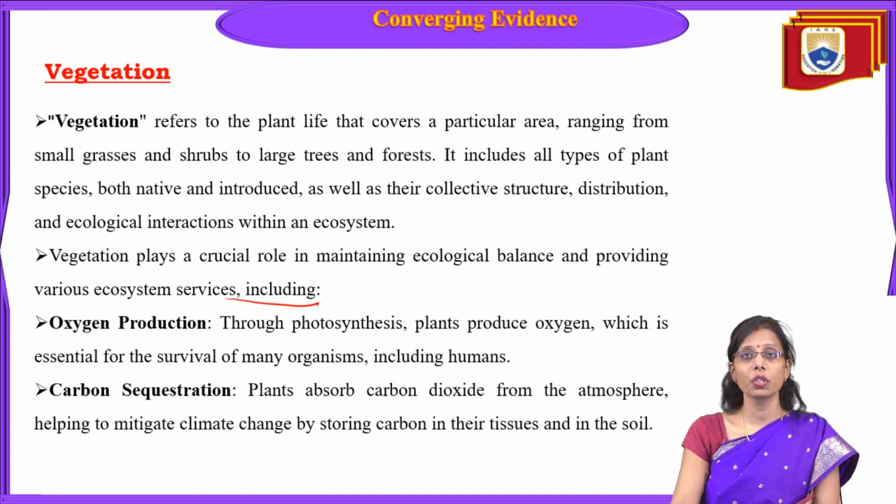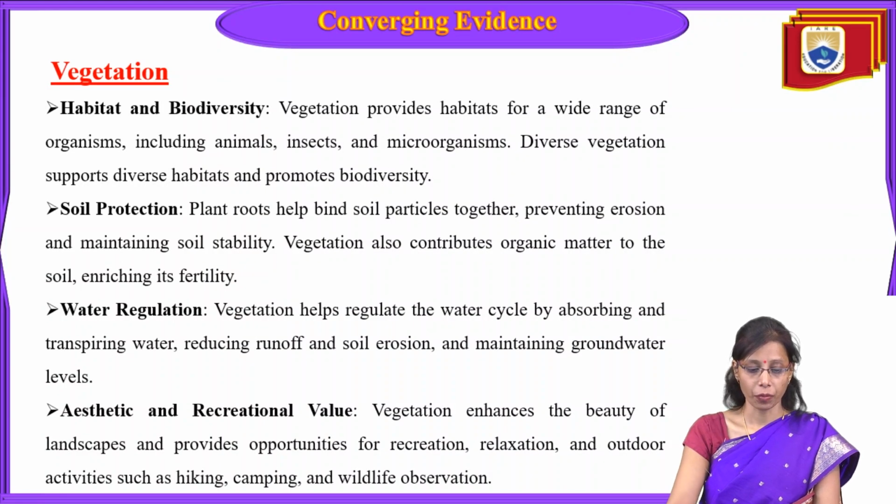Vegetation plays a crucial role in maintaining the ecological balance and providing various ecosystem services, including oxygen production and carbon sequestration. So vegetation is very helpful in producing oxygen and reducing carbon. It absorbs carbon dioxide and gives us oxygen. Wherever vegetation cover is there, large trees and forests will be there. The structure and texture of that area will be somewhat rough, so it can easily be identified from the image. It produces oxygen, absorbs carbon dioxide, and gives us habitat and biodiversity.